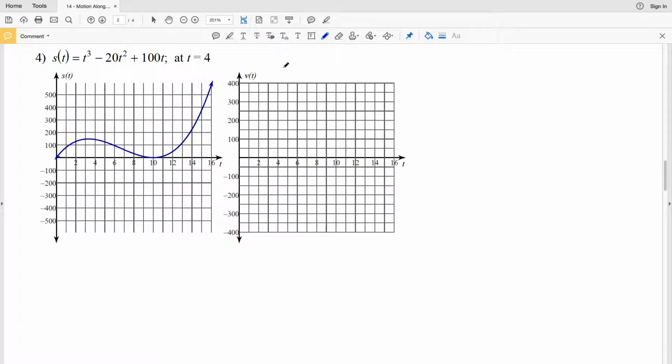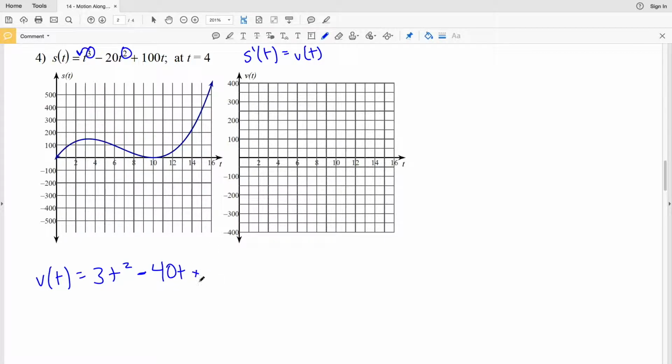In order to find the velocity, we need to find the derivative of s of t, because that is equal to the velocity. So looking at our first term, we're going to have 3 times 1, which is 3, and that will get multiplied by t to the 3 minus 1, which is t squared. Then we'll be subtracting 2 times 20, which is 40, and then we'll be multiplying that by t to the 2 minus 1, which is t to the first, or simply t.